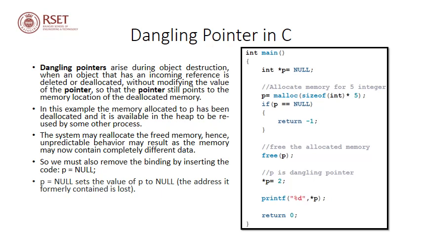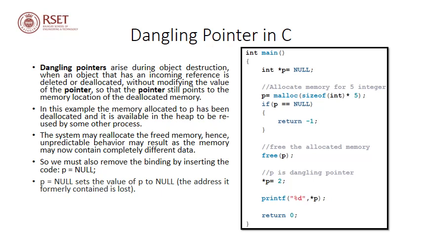Now what happens? The allocated 20 bytes of memory will be freed, it will be deallocated, and it will be available in the heap to be used by some other program. So here we are deallocating the allocated memory. However, the binding of p to that memory location is still active.